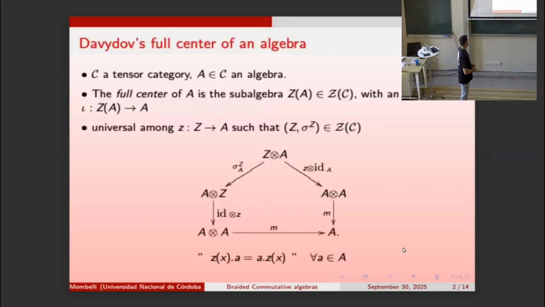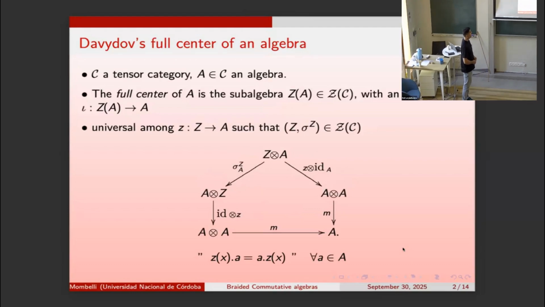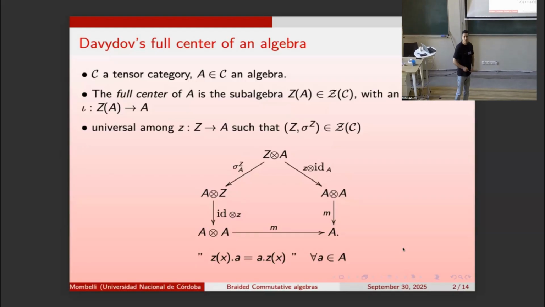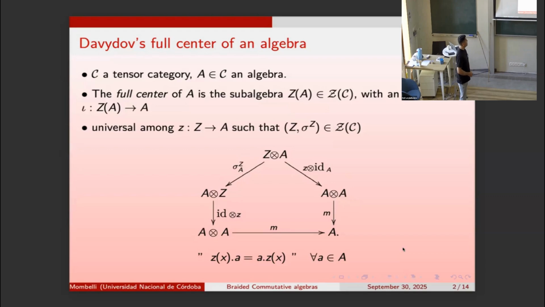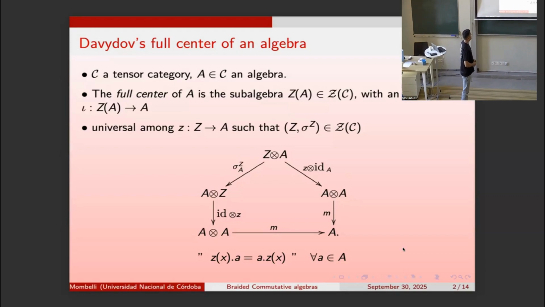Okay, so first, I will tell you about Davydov's full center construction of an algebra. And he starts with a tensor category and an algebra, any algebra in a tensor category. But I have to say first that I will miss a lot of hypotheses and maybe some things I will say wrong, but just to make the talk a bit more digestible. And so for the expert, I will say some things wrong, and maybe for the others, it will give more sense.